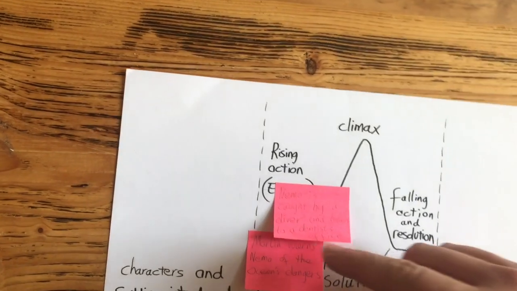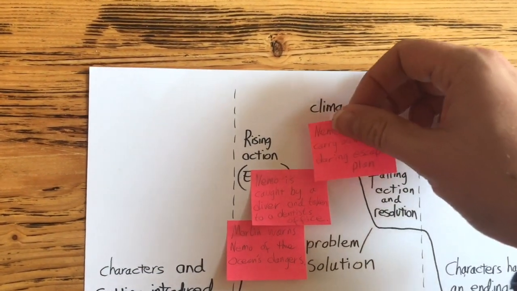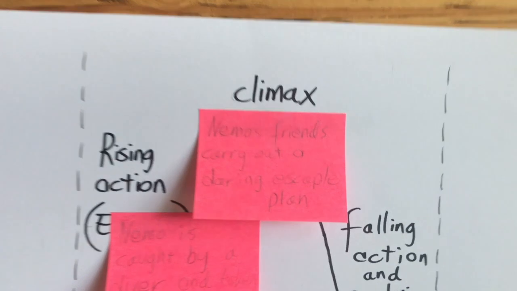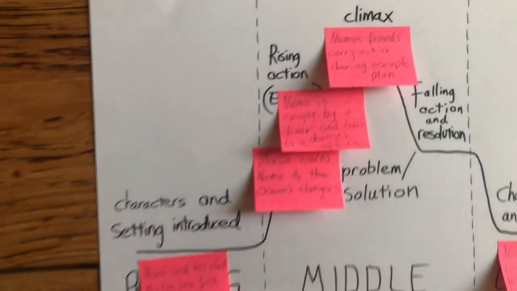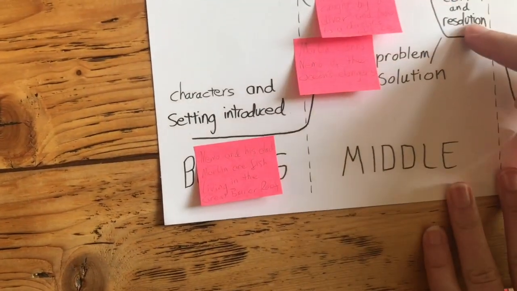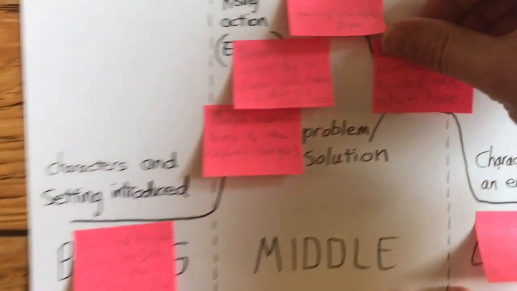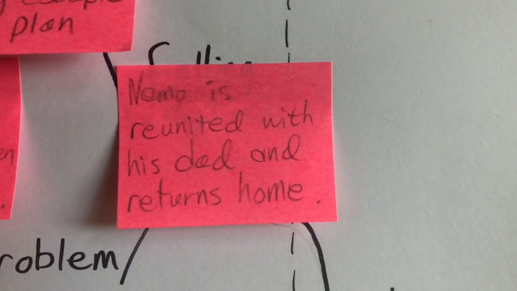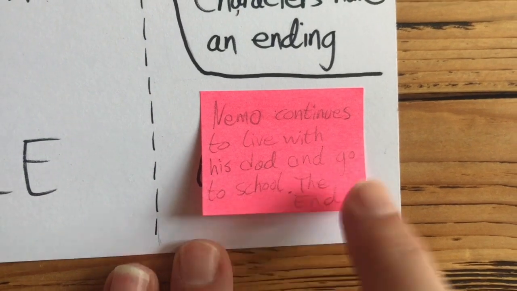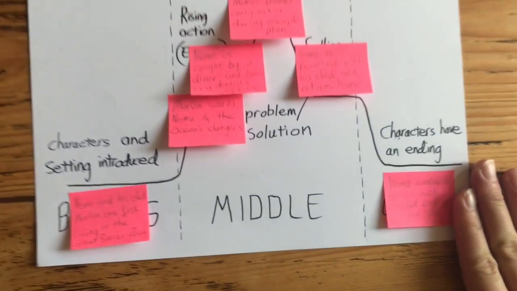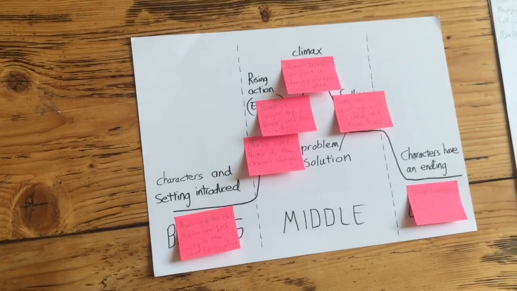And the climax. Things are getting more exciting and more tense, leading up to the climax. Nemo's friends carry out a daring escape plan. And your resolution? Nemo is reunited with his dad and returns home. And Nemo lives with his dad and goes to school. The end. Okay? So those are just two examples of stories with both the middle in and middle out.